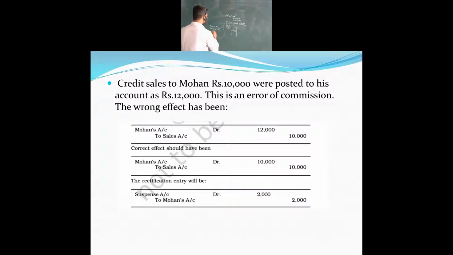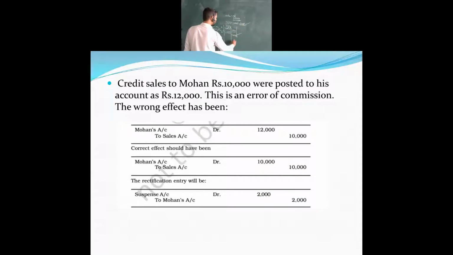First thing, what would be the correct entry for this? Mohan's, as you can see in the slides, but I am going to mention it over here: Mohan's account debit to sales account. Exactly, the correct entry will be 10,000 rupees. This was the correct entry. This is wrong. Why? Because the excess amount has been mentioned over here. This is one kind of error of commission. Now, the correct entry: this has to be taken back from Mohan's account, right? Mohan has been charged 12,000 rupees. The excess amount of 2,000 you have to take back.